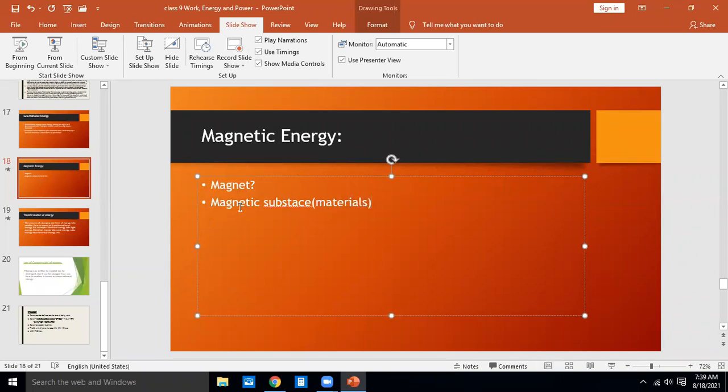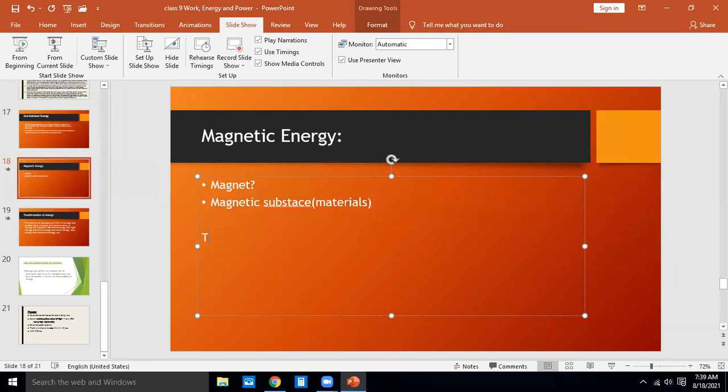Magnet and magnetic energy. Suppose a magnet is here, that may be either a bar magnet or a horseshoe magnet or a magnetic needle, that doesn't matter. Then it must experience a force toward the magnetic material, the magnetic substance. That force is called magnetic force. And the energy released in that attraction or repulsion of the magnetic substance is known as magnetic energy.